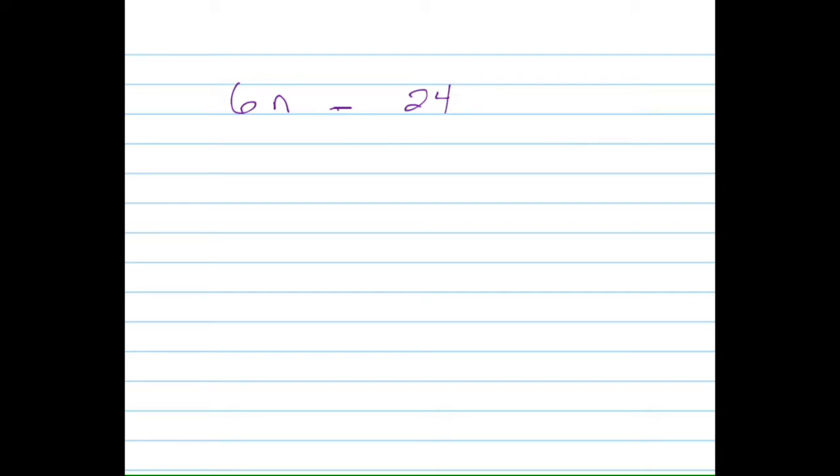She says the 24 would be more. 6n is at least 24. What do you guys think? 6n is at least 24. So what they're saying is the smallest amount 6n could be is 24. Could it be more than 24? Yes. So 6n could be equal to 24 or it could be bigger.